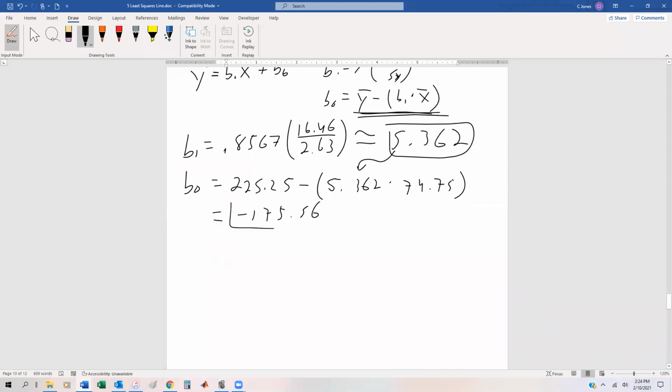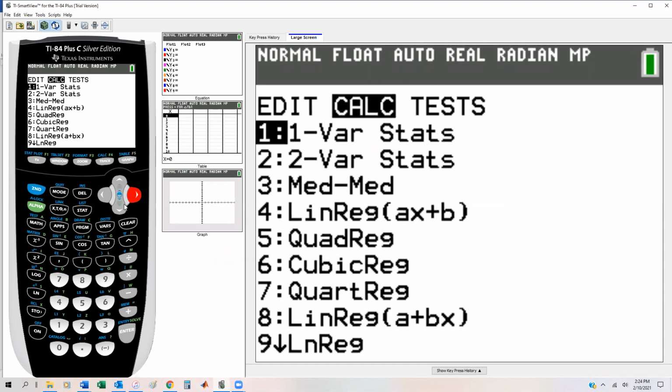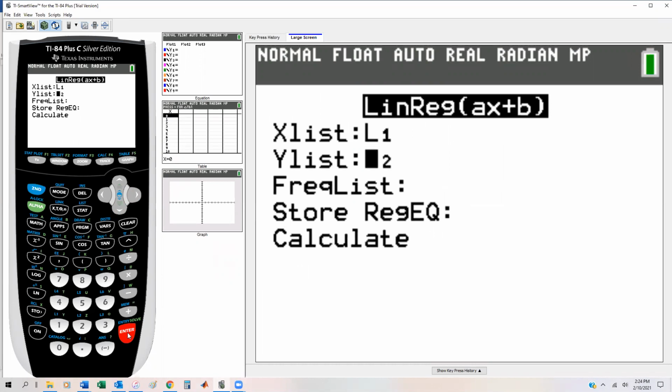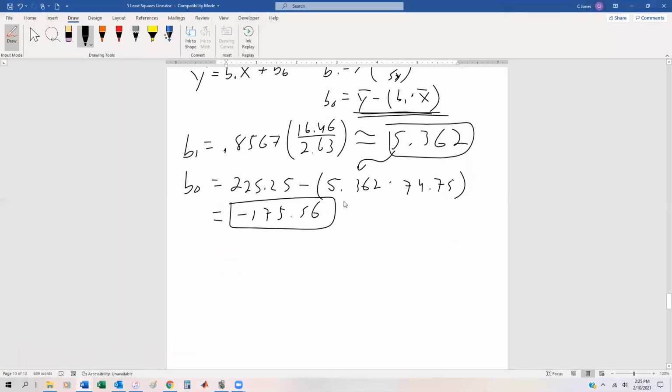Now, here's a way to check to make sure that your numbers are at least close. What you can do is go into stat and then go back to LinReg ax plus b. Hit enter a few more times. And notice the numbers for A and B. A is 5.361. And remember for B1, we got 5.362. So that's really close.